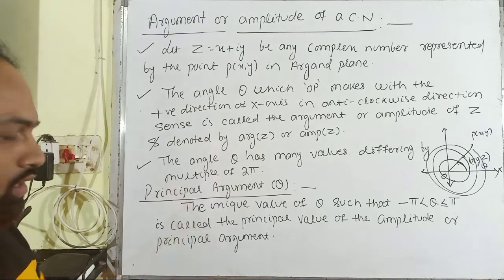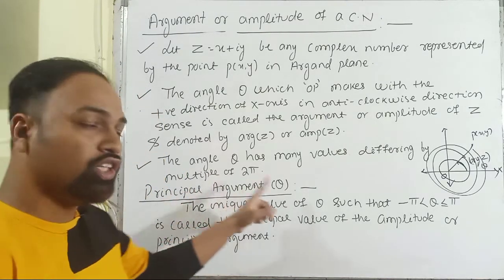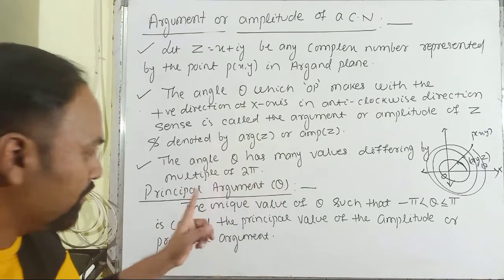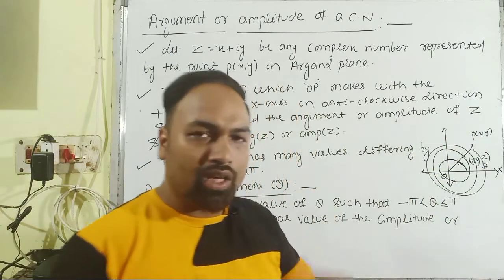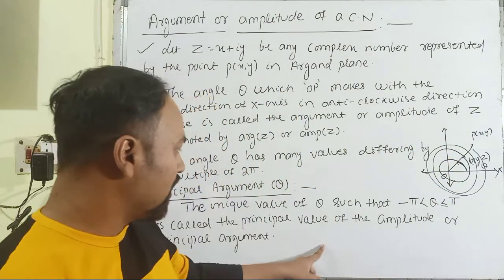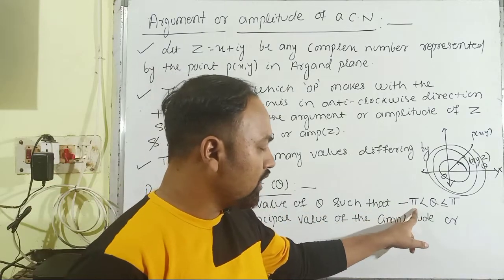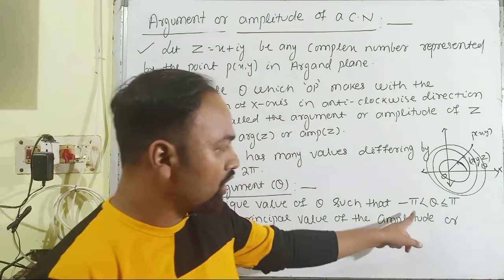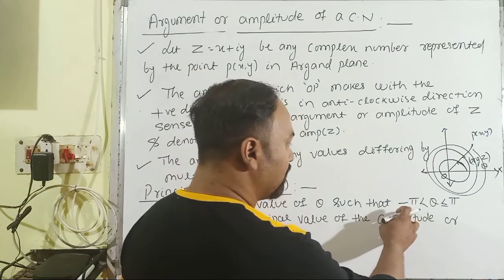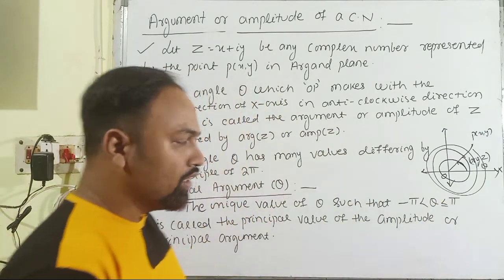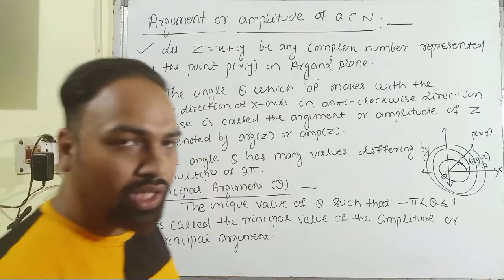What is the principal argument? It is also denoted by theta. Generally the principal argument is denoted by theta, but it has a restriction. Here we are getting many values of theta differing by multiples of 2 pi, but we have to find a unique value of theta by taking the restriction minus pi less than theta less than or equal to pi. That means theta must be greater than minus pi and less than or equal to pi. Then this value of theta is called the principal argument, otherwise it is called the argument.